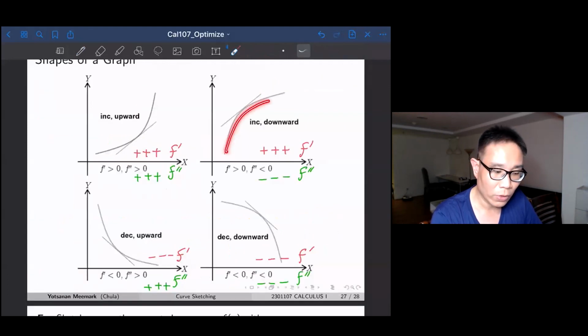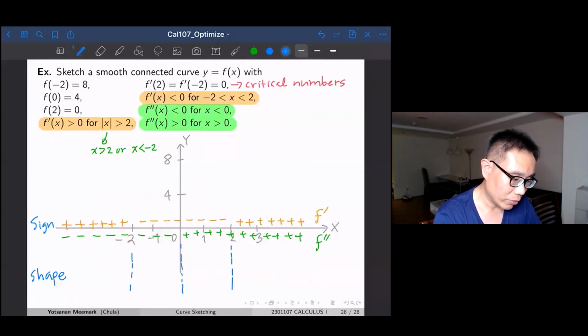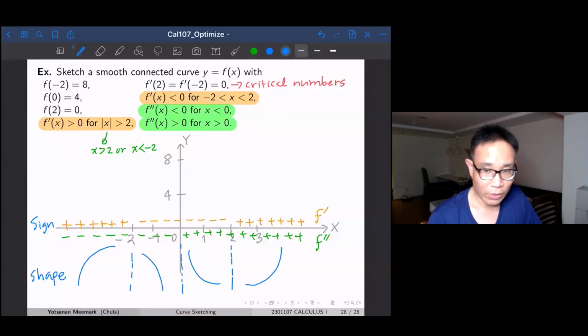So you draw something like this. We're going to draw this shape in this interval. And you have decreasing concave down, you get this picture. And you have decreasing concave up, you get this picture. And this one is increasing concave up, so you get this picture.